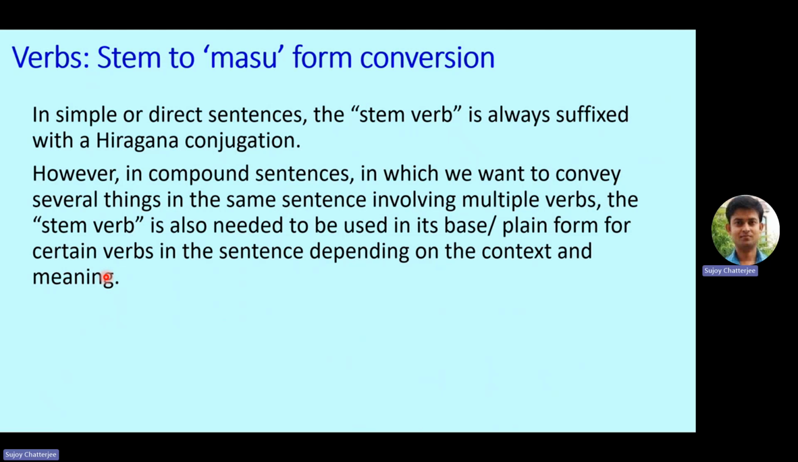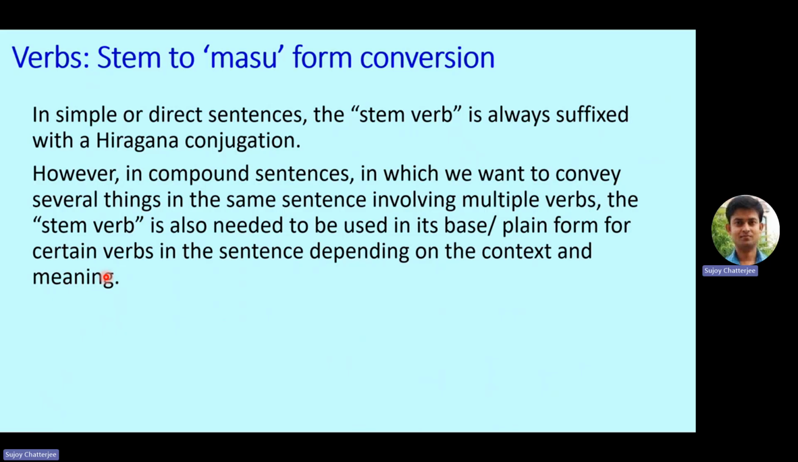Now, in simple or direct sentences, the stem verb is always suffixed with a hiragana conjugation. So far in this course, we have been dealing with simple sentences only. That means a simple SVO structured sentence. That is, there is a subject, there can be a dependent subject as well, a topic as well, then followed by the object or a secondary subject, and finally the verb. So we have been learning sentence examples using this simple structure only. And that's why whenever we used a verb, it was always suffixed with hiragana conjugation.